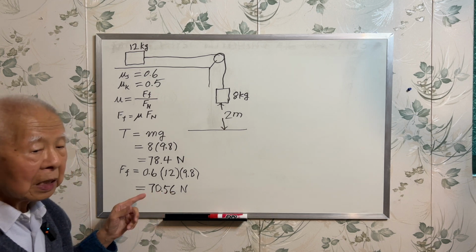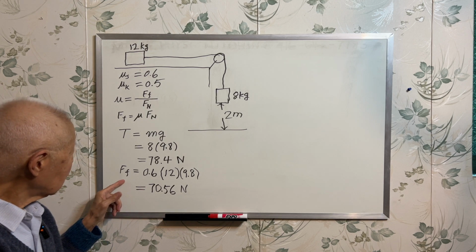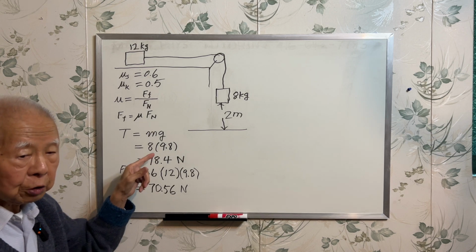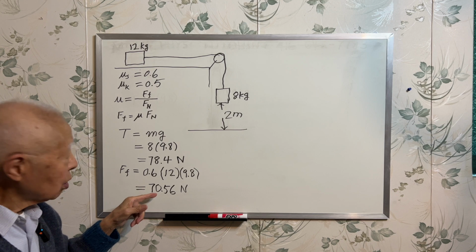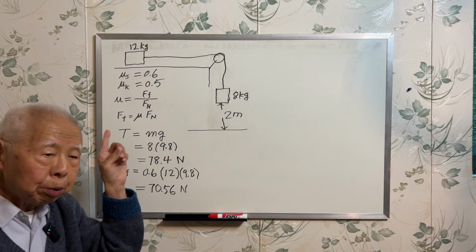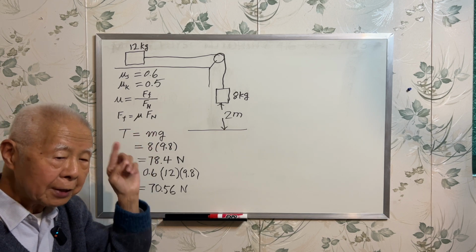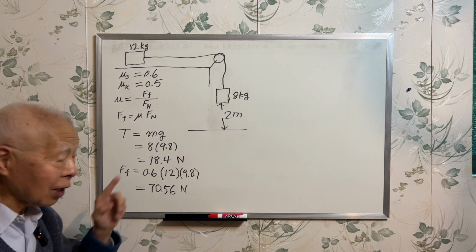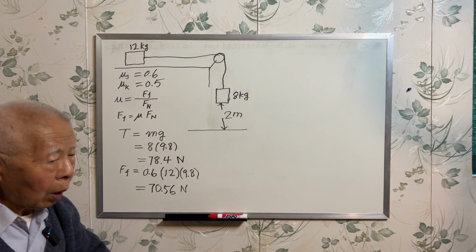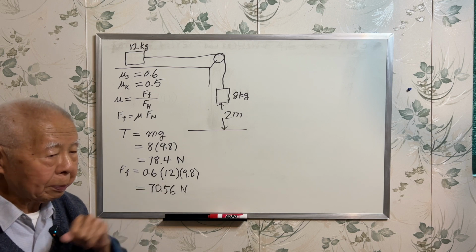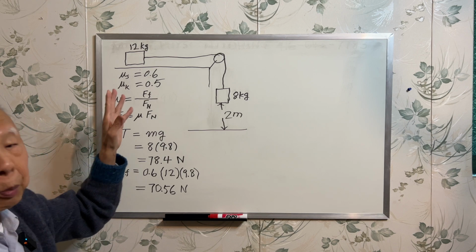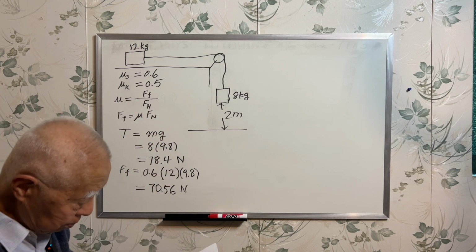So let's compare the friction force with the tension. And we see that the friction force is smaller than the tension. Tension is a force which pulls the 12 kg mass. So tension is larger than the friction. Therefore, the two masses will move. One moves to the right-hand side, one just dropping down. Okay. So once we decide it moves, we continue our work.